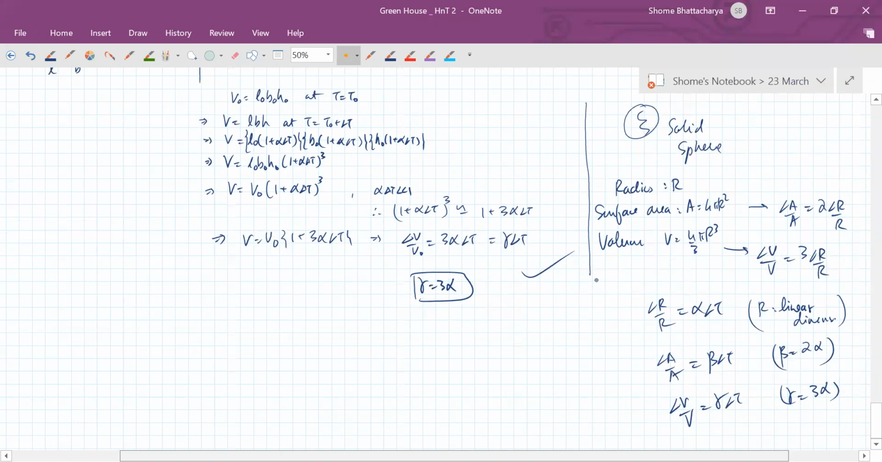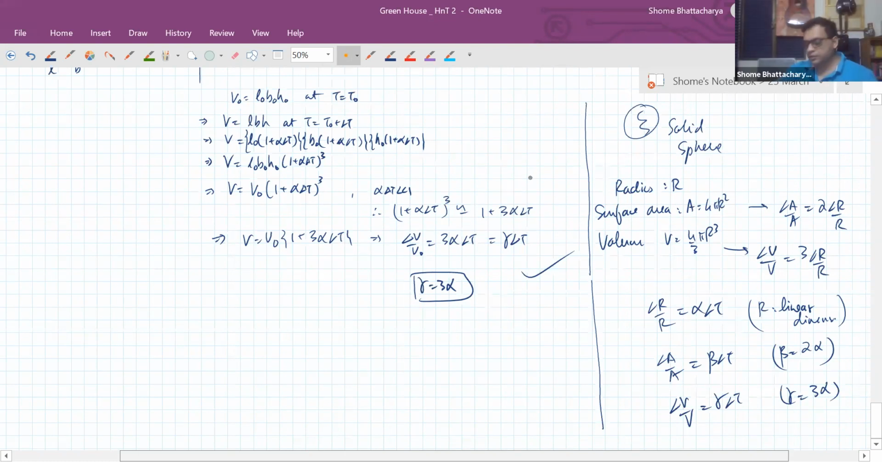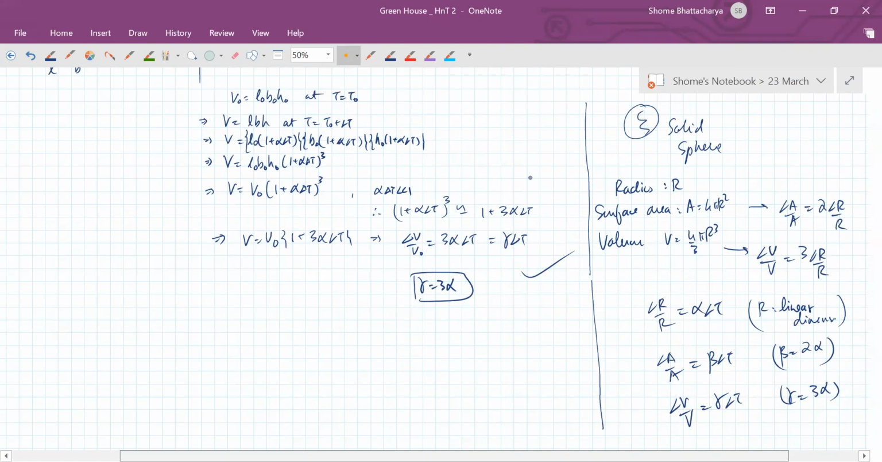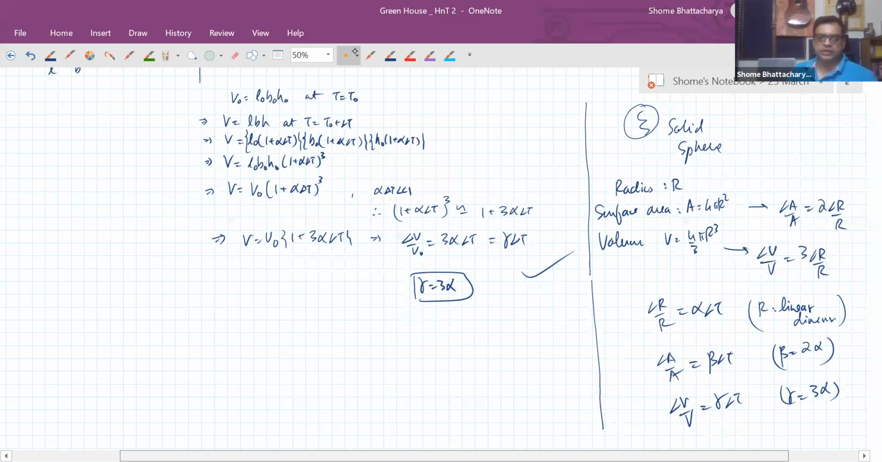Sir, binomial approximation. Sir, I did not understand how 1 plus alpha delta T the whole cube is 3 alpha delta T plus 1. Sorry, come again. You did not understand? Sir, that binomial one you told, that approximation one. Yeah, this step, now I've written it down for you. You just copy down this step.